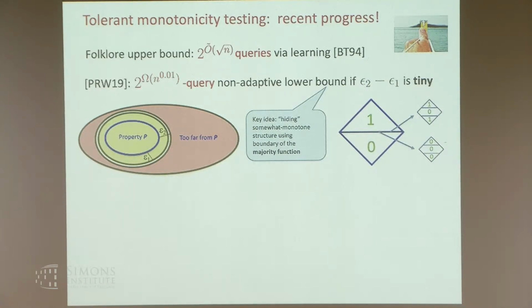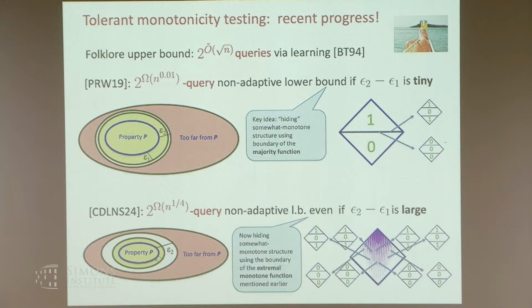And I don't want to go into a lot of detail here, other than to say that the essential idea of this lower bound was to use the boundary of a particular monotone function, the majority function, to hide the distance to monotonicity in those boundary inputs. Quite recently, there was an improvement to this result, so it's stronger in 2 ways. It's quantitatively stronger, and it works in the regime we're interested in, where epsilon 2 and epsilon 1 are far from each other. We have this wide band.